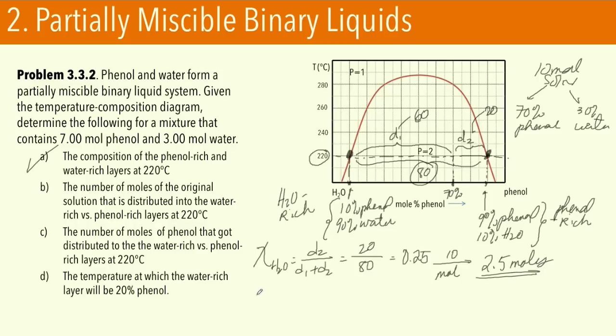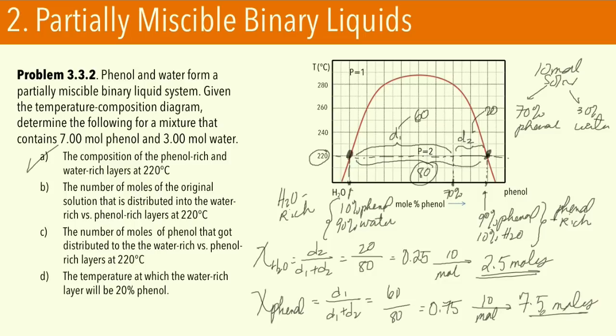For the phenol-rich layer, on the other hand, that is just going to be d1 over the total distance, d1 plus d2. So that is 60 over 80, so that is 0.75. Since we're dealing again with a 10 mole solution, we have 7.5 moles of our solution that got distributed into the phenol-rich layer. Overall that answers question B.